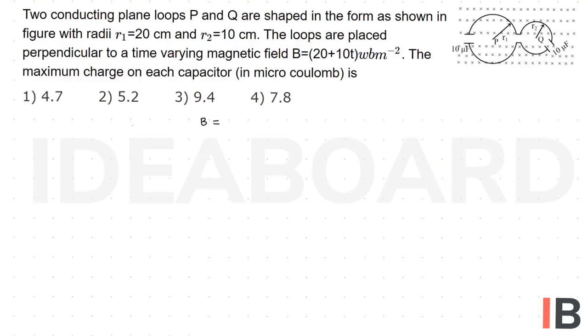Now they given B is equal to 20 plus 10t Weber per meter square. Now taking dB by dt, which is equal to d by dt of 20 plus 10t, which is equal to 10 Weber per meter square.